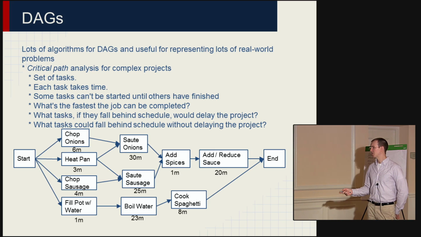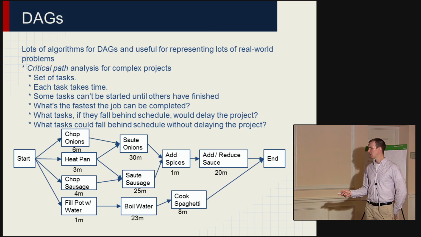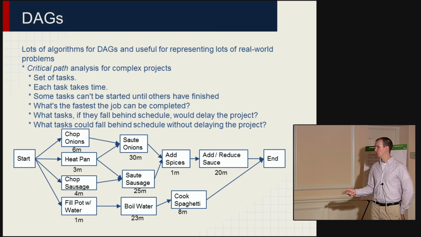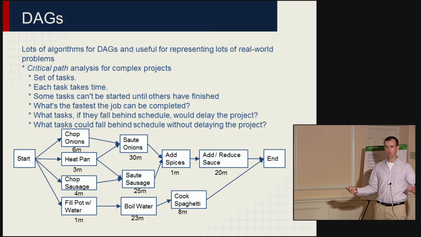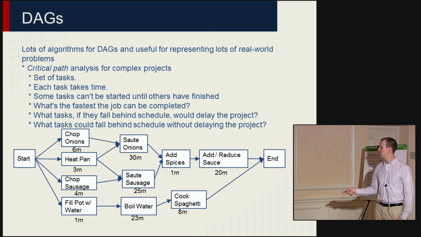I need to chop the sausage. That doesn't take very long, or that takes a little bit of time, not quite as bad as the onions. Sausage needs to saute for quite some time to get cooked. I need to fill a big pot of water up. That doesn't take too long, but it takes a really long time for that to come to a boil. And then once I add the spaghetti, I guess I overcooked it. Maybe this should be 6 minutes. I apologize.